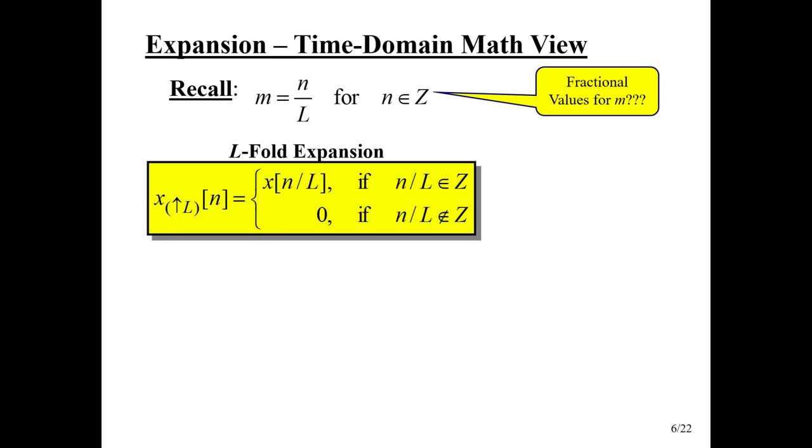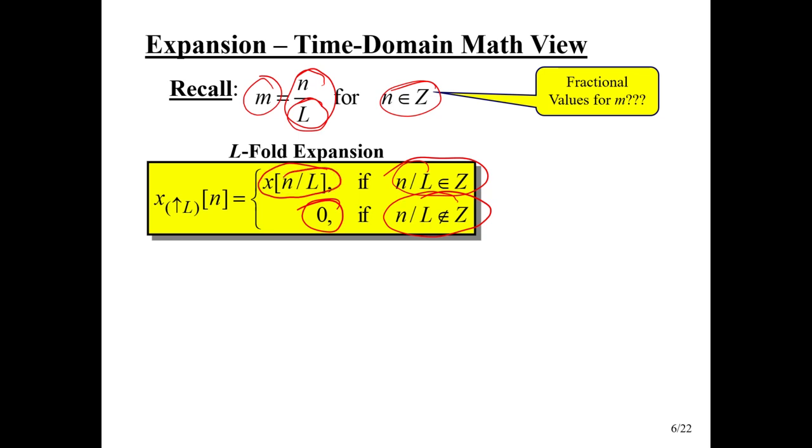So if we let n go through the integers, and L is an integer, some of these things are going to be non-integers. And so for those, what input index sample should I go back and get? There isn't any. So that's the key. If n over L is not an integer, that's where we stuff in a 0. If n over L is an integer, then that's where we go back and grab the sample.